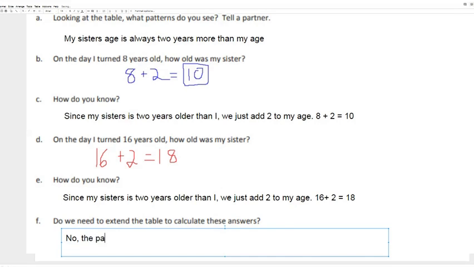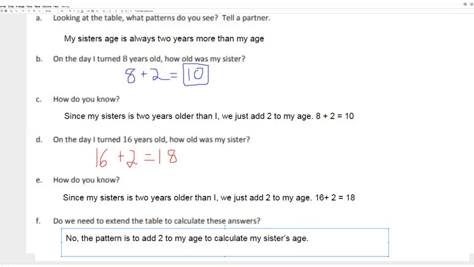The pattern is to add 2 to my age to calculate my sister's age. So add 2 to my age to calculate my sister's age. Oops, forgot to print this, apostrophe S.